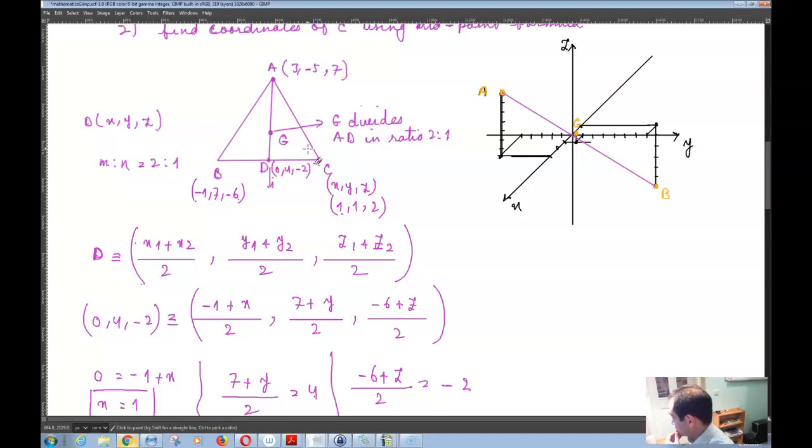X plus 3 minus 1. I think somehow they have used the section formula, but it's not obvious how. But anyway, that doesn't really matter.